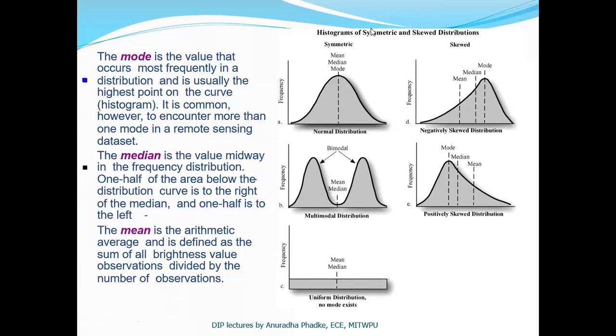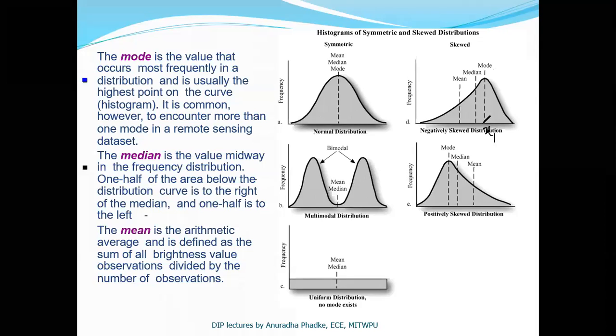Okay. So say this is your x1. X1 is the mode value, because here you are getting the peak. So this is the most frequently occurring gray value in the given image. So mode is here. Then median is at this point X2.